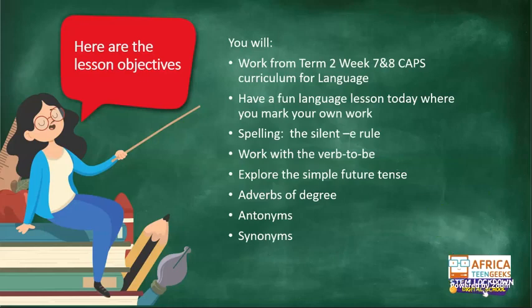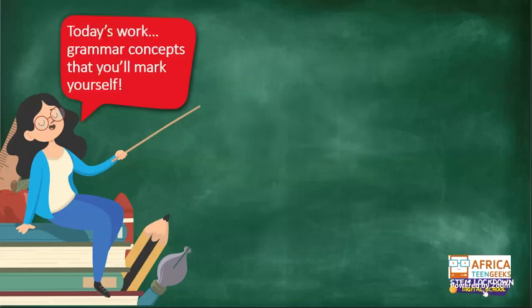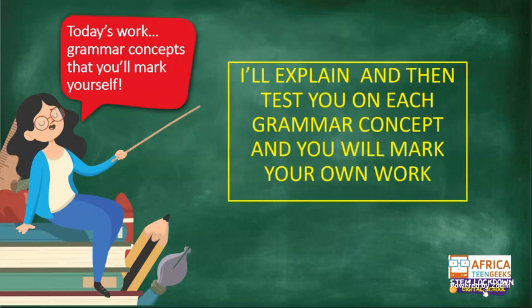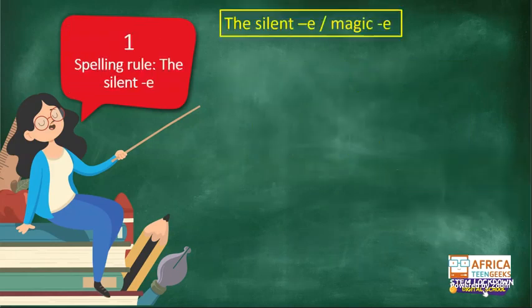Okay. Right, let's get going. So today's work is going to consist of grammar concepts that you'll mark yourself. I'll do the explaining, and then I'll test you on each grammar concept, and you'll mark your own work. Okay, good. So let's start with the spelling rule, the silent E. I'm sure some of you might know the spelling rule. Does anybody know what the spelling rule is that they'd like to share? Anyone want to put their hand up and say what the rule is for the silent E?